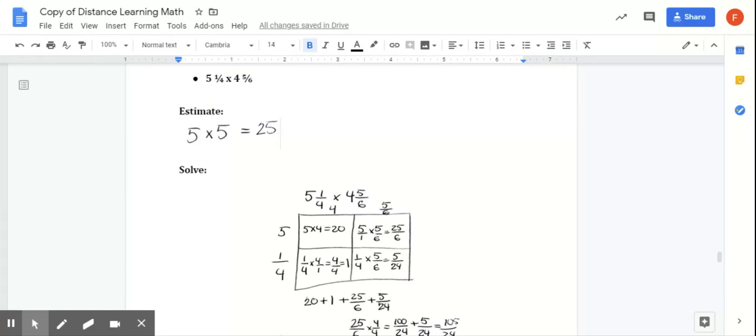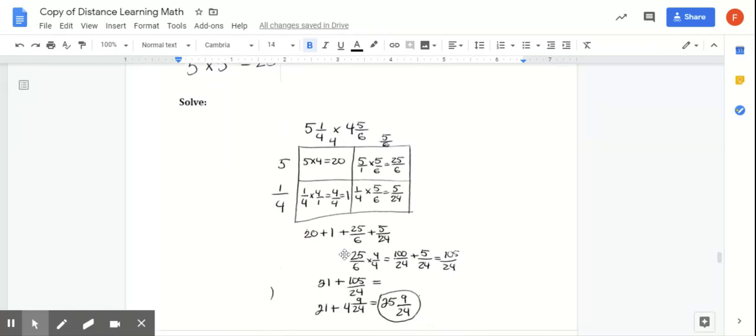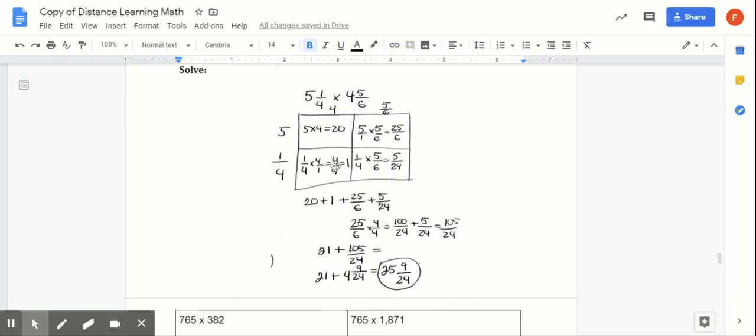So here we have 2 mixed numbers that we're multiplying together. We have 5 1/4 times 4 5/6. But before we solve, we're going to estimate. So by looking at our fractions, we see that 5 1/4 is closer to 5, and 4 5/6 is also closer to 5. So 5 times 5 would be my estimate, and my product is going to be 25. So my answer should be somewhere around there. Now, to solve this problem, I've used an area model. You can see that I set up my area model, making sure that it's super neat and organized.